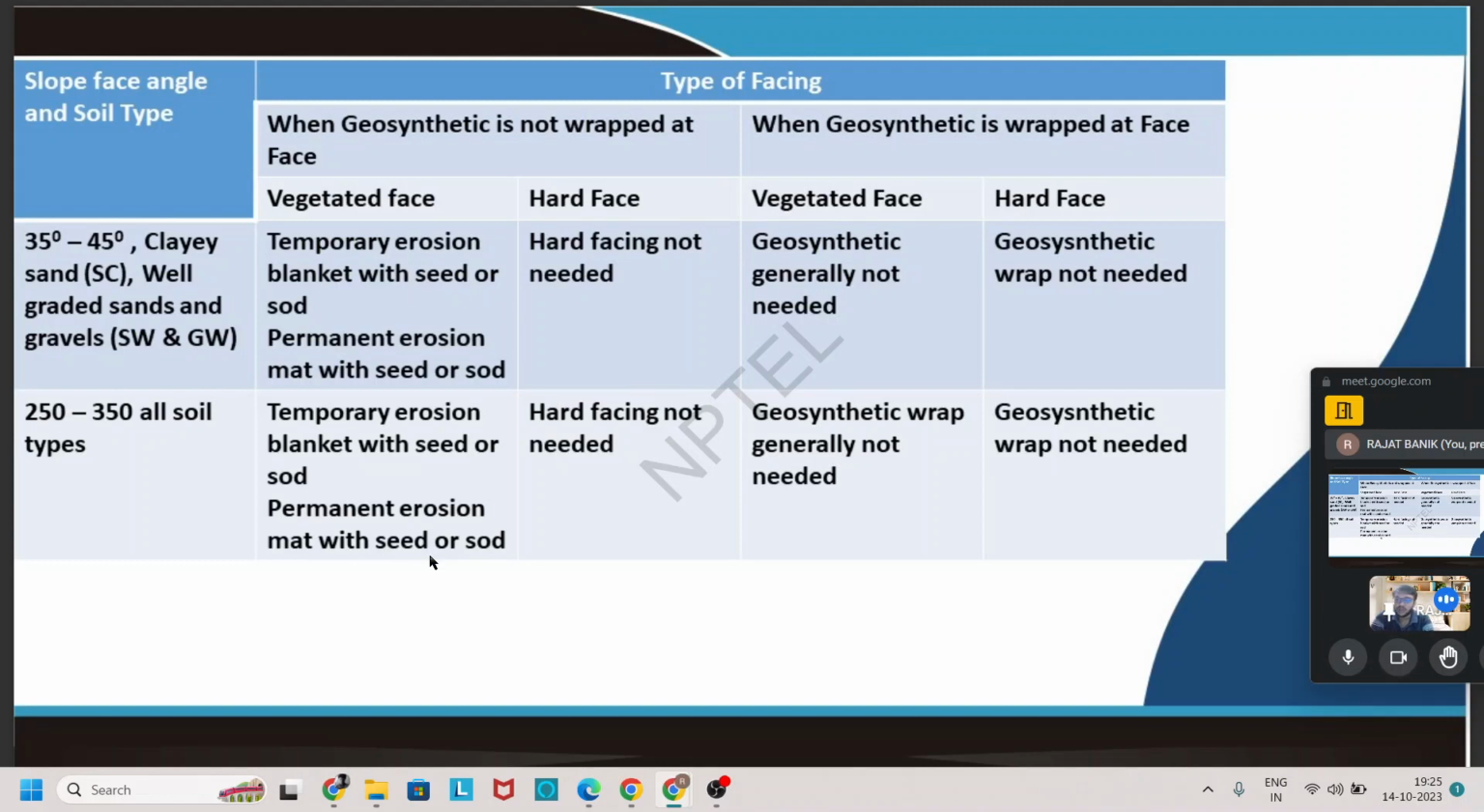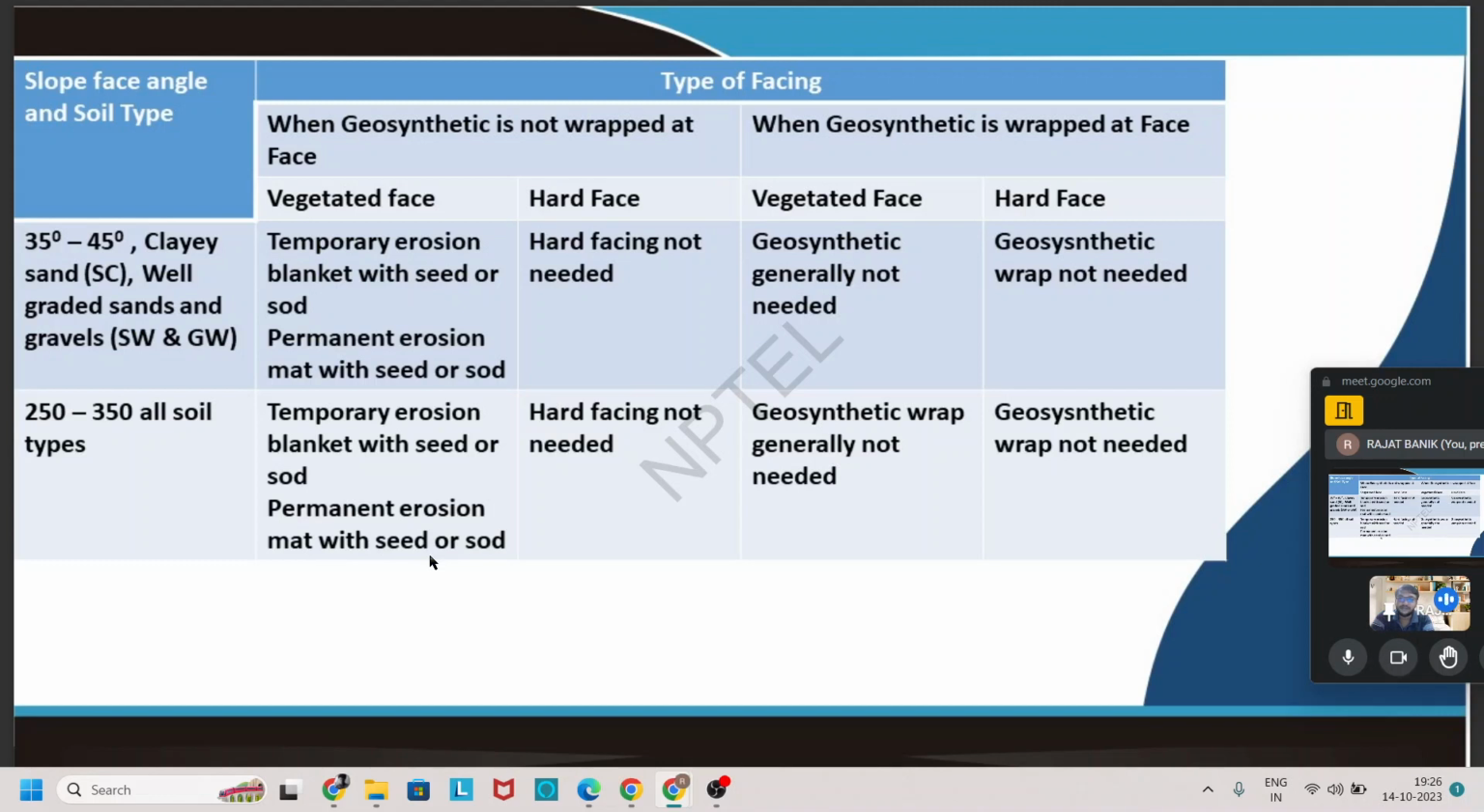When the slope angle is in between, there is one typographical mistake, that is here it is given as 250. It is not like that. It is 25 degrees or 35 degrees. So the geosynthetic material phase angle is in between 25 degrees to 35 degrees, and the soil type is for all. For geosynthetic is not wrapped at phase.